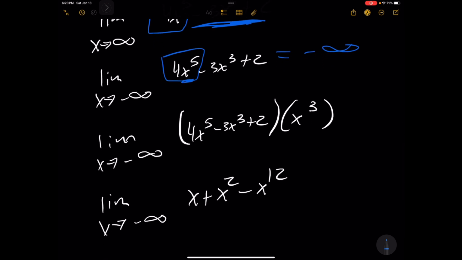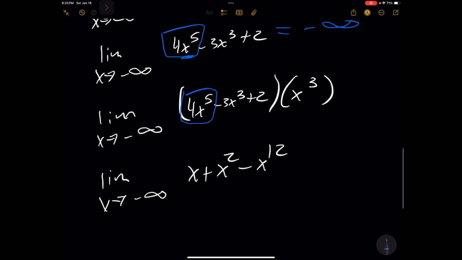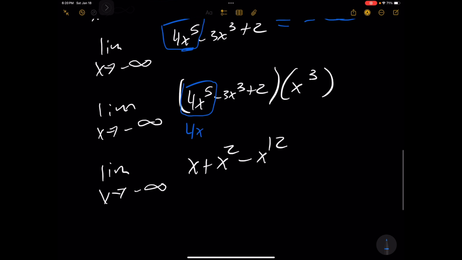Now in this next case, we kind of have a different problem, but it's being masked. So here, our biggest term is once again the 4x to the fifth, but we have a product. So let's multiply that out. This becomes 4x to the eighth minus 3x to the sixth plus 2x cubed. And now see what happened. Our power on our x switched from odd to even.